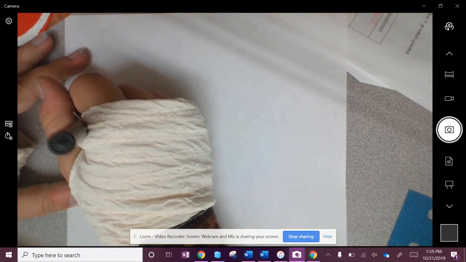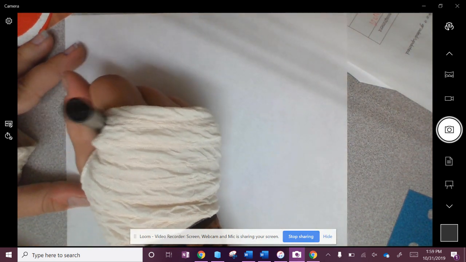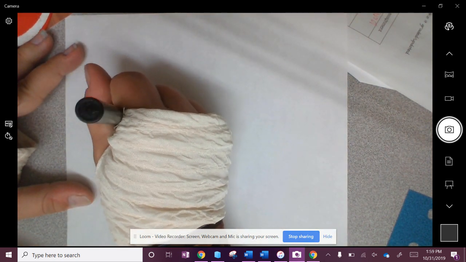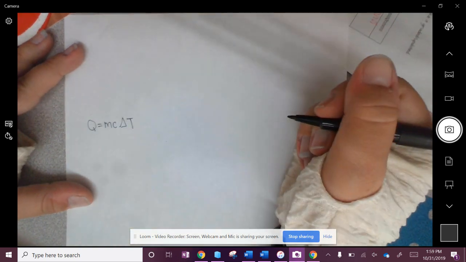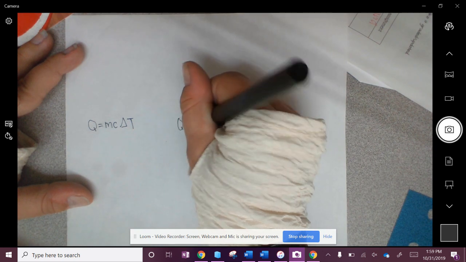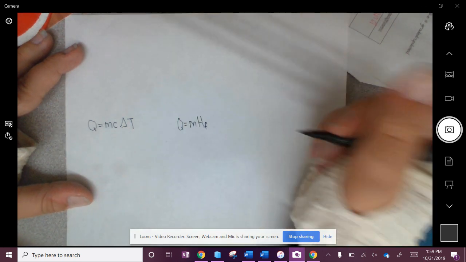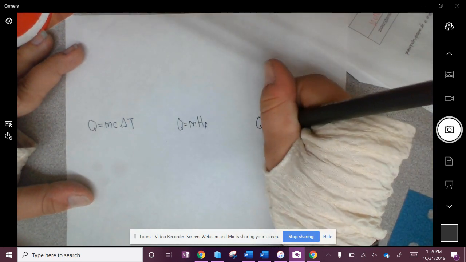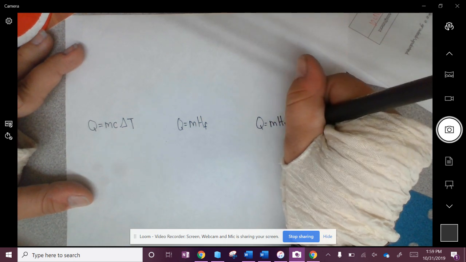So first off, we need to know the formulas. Without knowing that, it's not going to be very helpful. And I will probably give you the formulas, but being able to recognize them is important. So let's write those down. So we have the MCAT equation, Q equals MC delta T. We have Q equals MHF, which is the heat of fusion, and then Q equals MHV, which is the heat of vaporization.